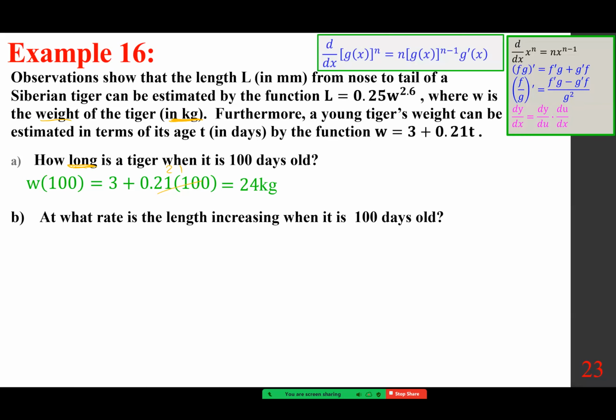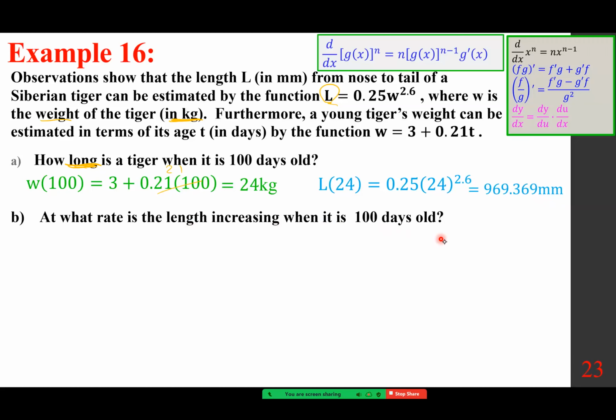But we want to see L. What is the length? Put 24 here. Replace the weight with 24. It does the job using a calculator, and we get 969.369 millimeters, almost 1 meter. I hope you remember 1,000 millimeters is 1 meter. So that's elementary algebra, and we're done. At what rate is the length increasing when it's 100 days old? Now we are looking at calculus.